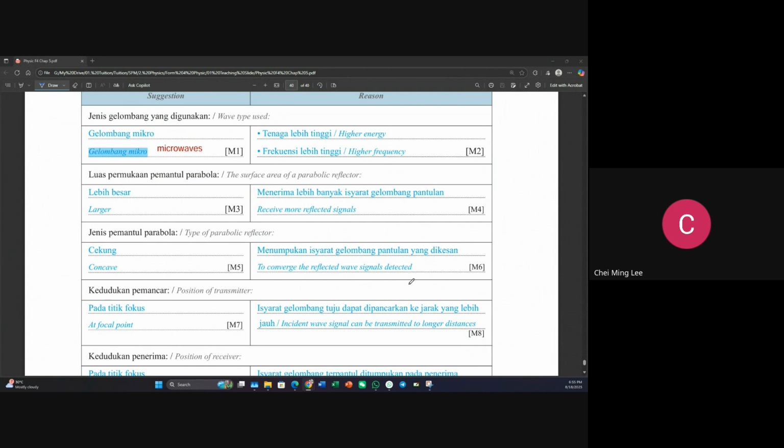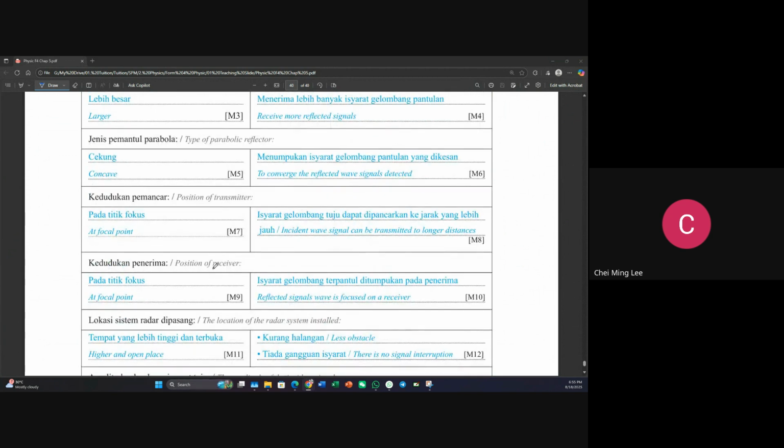In the old times when they cooked vegetables, normally they wouldn't use a frying pan, right? They used the concave one, like this, right? Why? Because you can receive the heat easily. So same goes here, you can receive more signal. And then the position of the transmitter must be at the focal point, so that the incident wave signal can be transmitted to a longer distance.